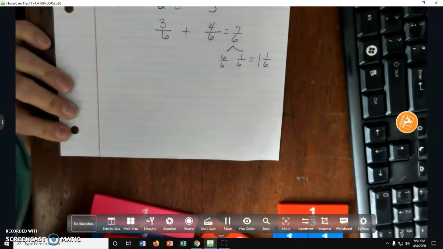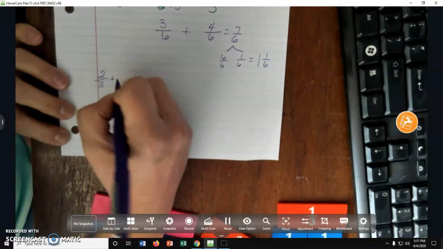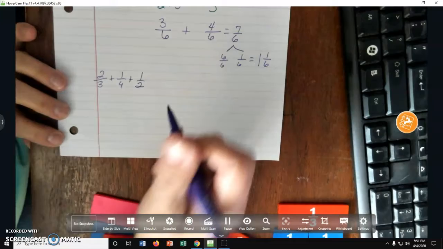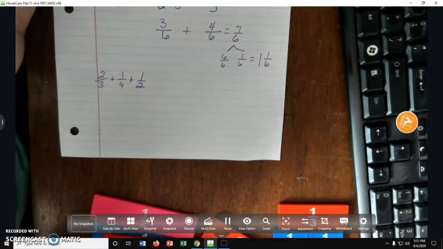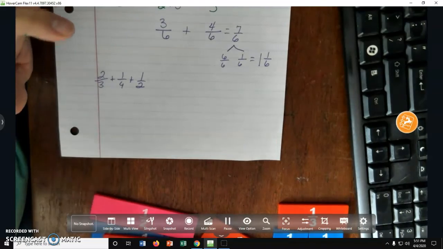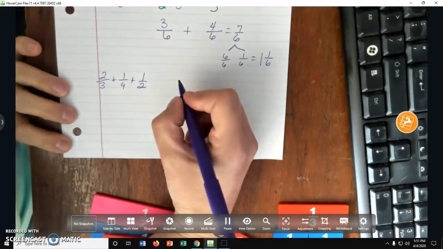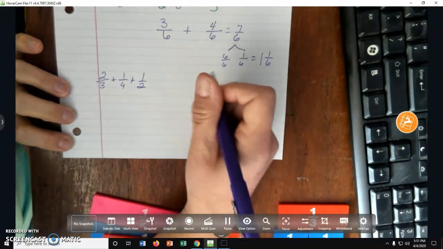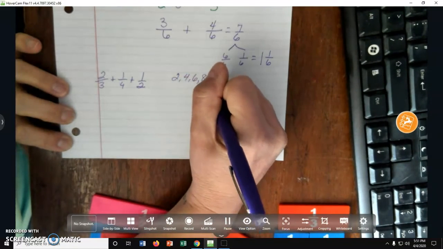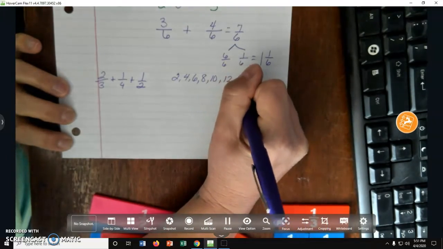Let's do a little bit harder problem. Let's do 2/3 plus 1/4 plus 1/2. Now I've got 3 numbers that I'm adding together. So again, we want to get like terms for all of these. Let's list them out and find our least common multiple. Listing my multiples for 2, I get 2, 4, 6, 8, 10. I can tell you that won't be enough, so let's do a couple more.